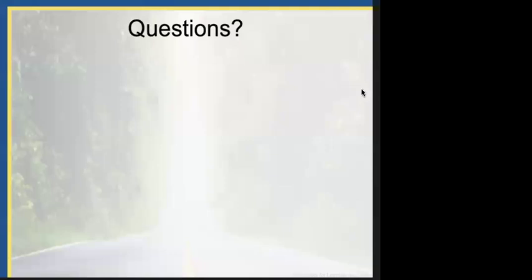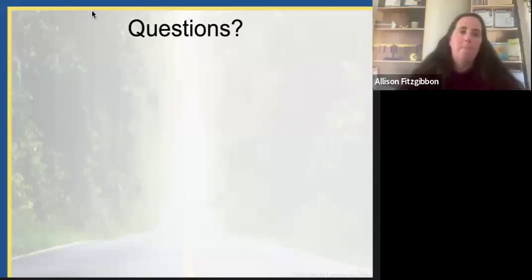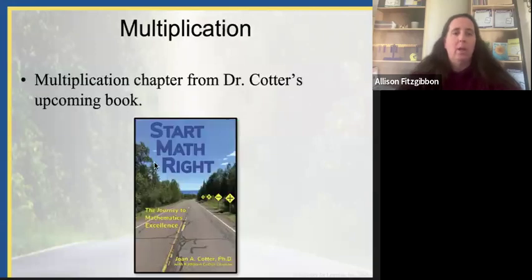Where do we find these charts? So all of them are included in the new book that Dr. Cotter is working on right now. I'm going to go to that first slide. Start Math Right, the Journey to Mathematical Excellence. But a lot of it is pulled out of different levels of RightStart. So Dr. Cotter, do you have more specific information about that?